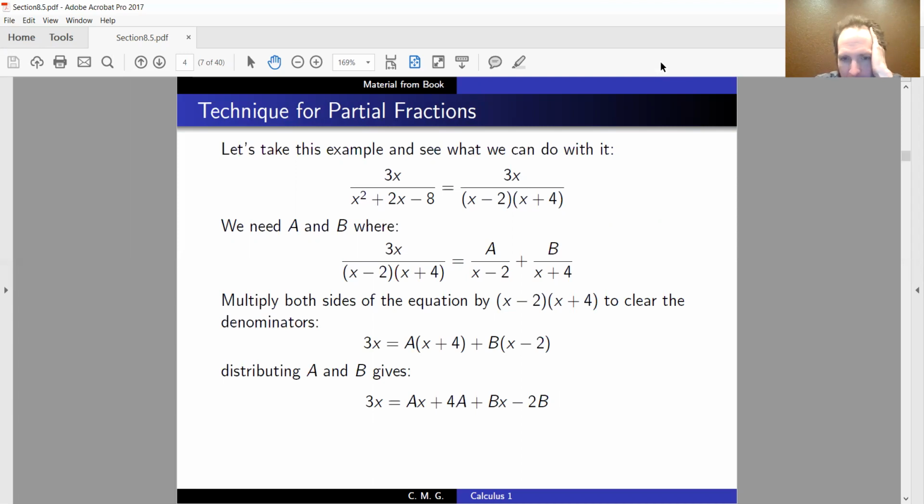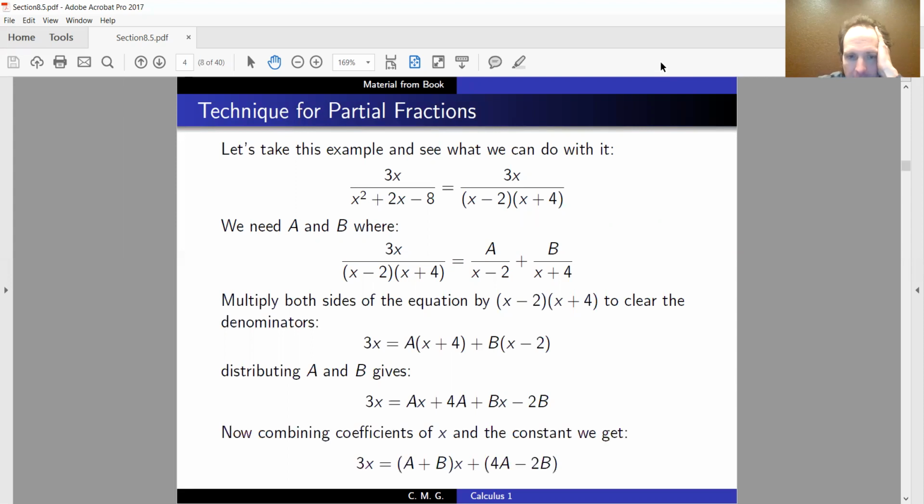Let's group everything with an x together and everything else together. Then I've got a plus b times x, and 4a minus 2b. So I've grouped my two terms that have x in them together, and I factor the x out. And then I have 4a minus 2b as the next grouping.